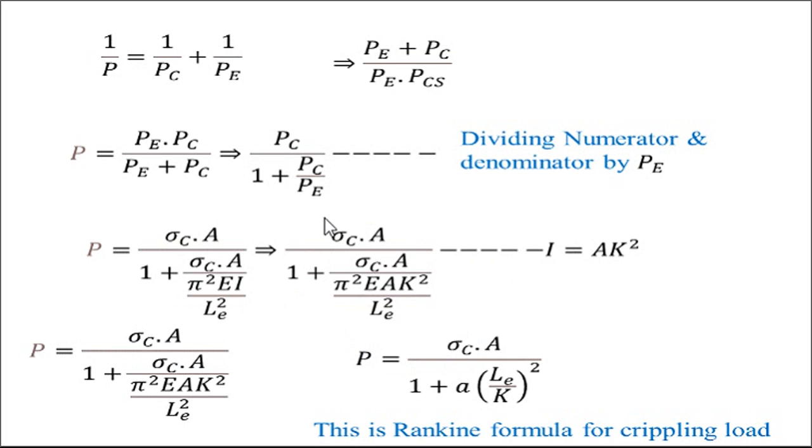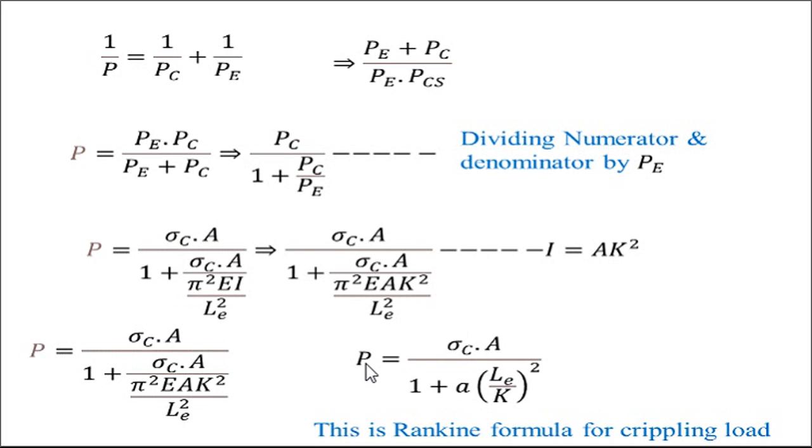You have to simplify it further, and we come up with the relation that finally P is equal to sigma C. Here the cross section area gets cancelled, and only one area is remaining in the numerator. P is equal to sigma C into A divided by 1 plus small a into bracket LE divided by K bracket square, right? So this is the constant which is shown by small a. LE is the effective length, and K is the radius of gyration, whose square is taken in the denominator. This total formula of P is called Rankine's formula, or Rankine's crippling load.